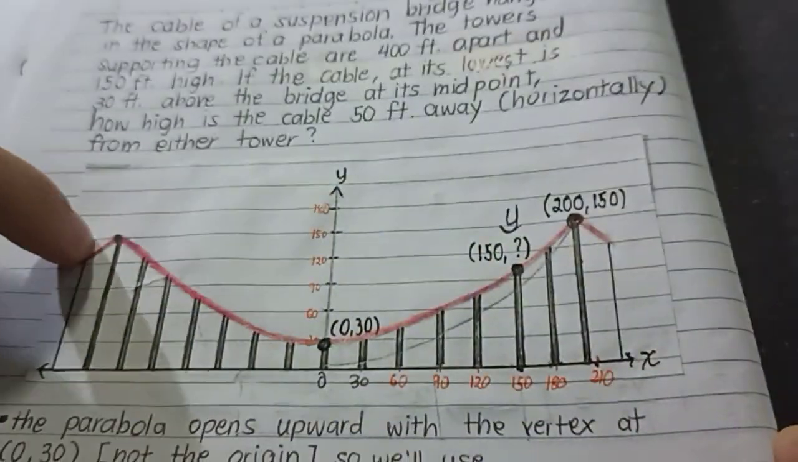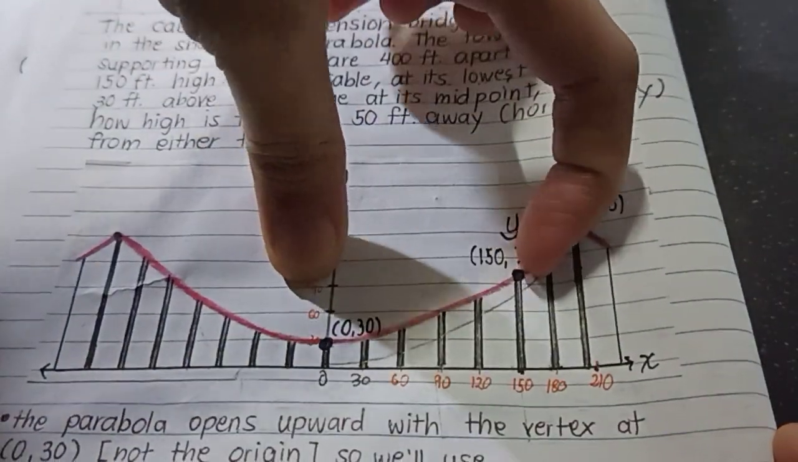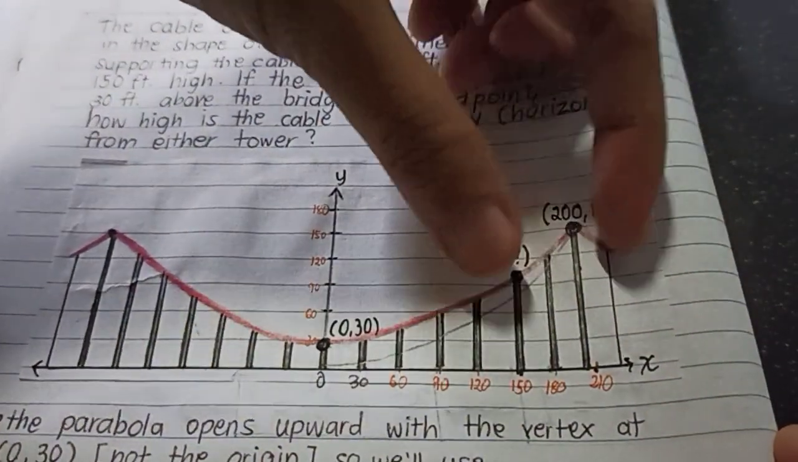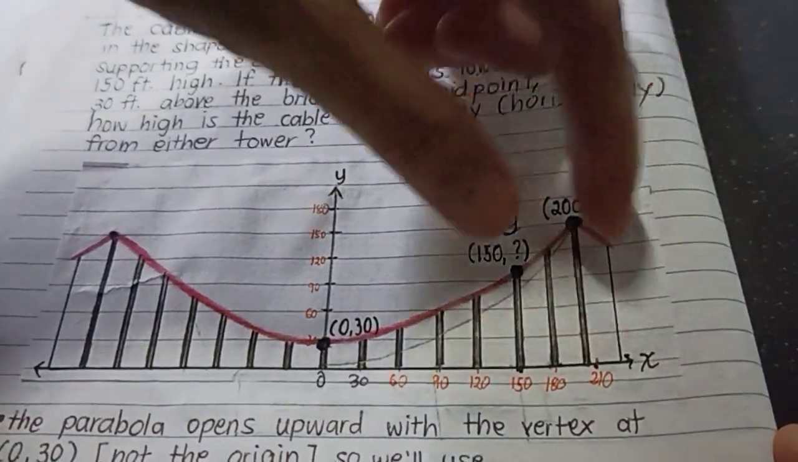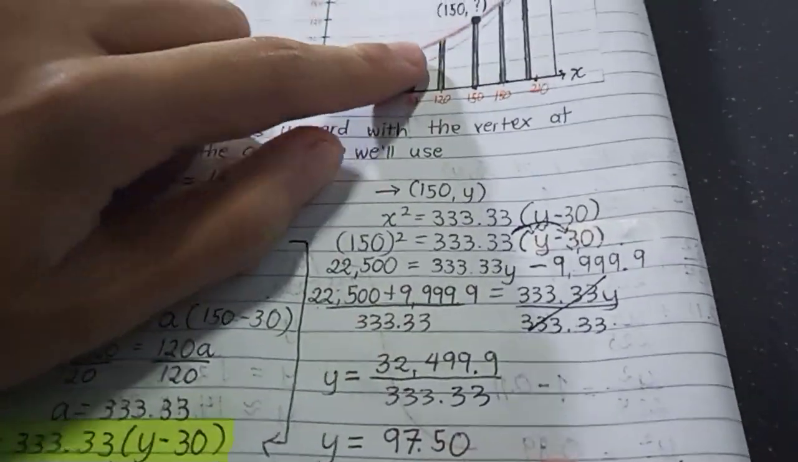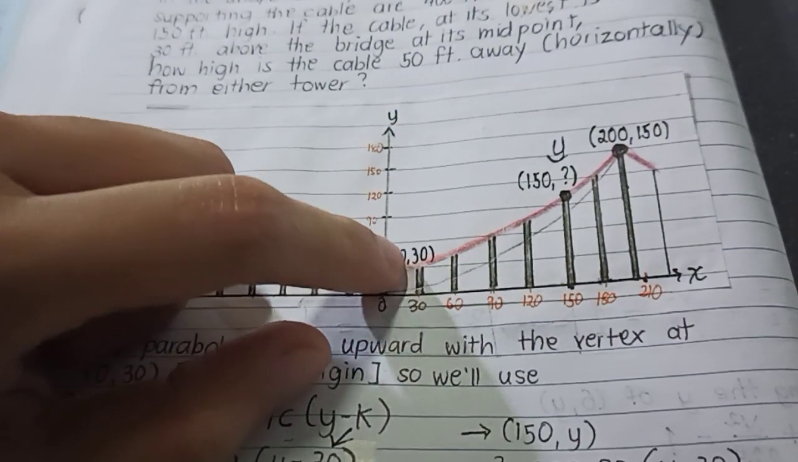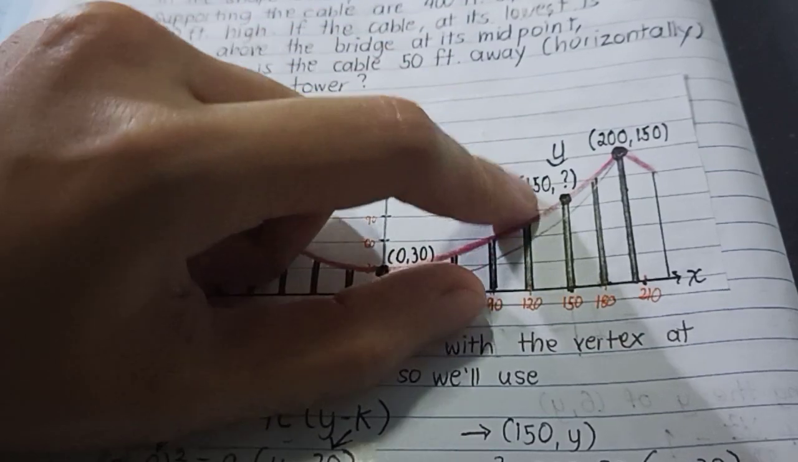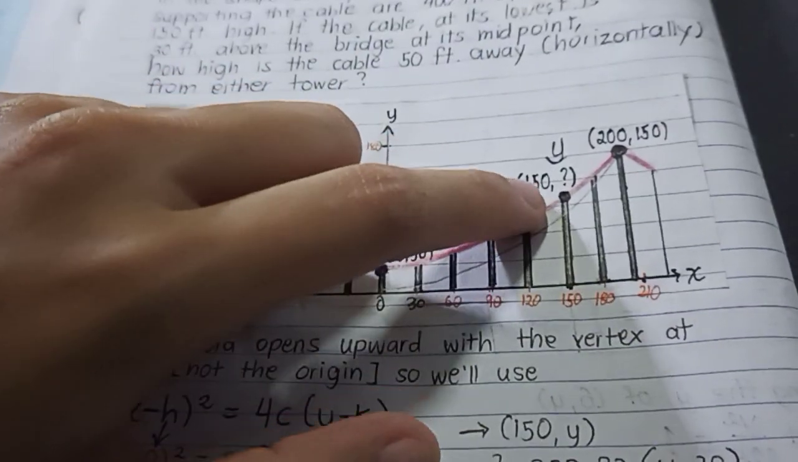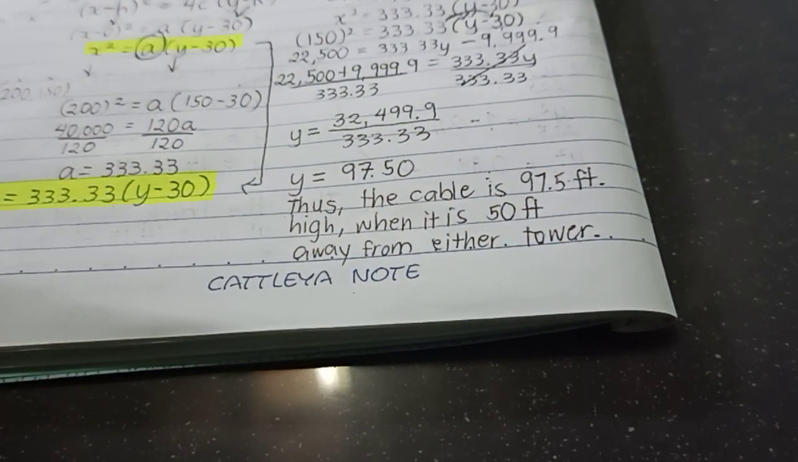So, that means on this part of the cable wire of the bridge, with 150 feet distance from the center and 50 feet away from the tower, its height should be approximately equal to 97.50. Does it make sense? Yes. This one, the height is 30. This one is 150. So somewhere along it, it's almost 100 in height. Thus, the cable wire is 97.5 feet high when it is 50 feet away from either tower.